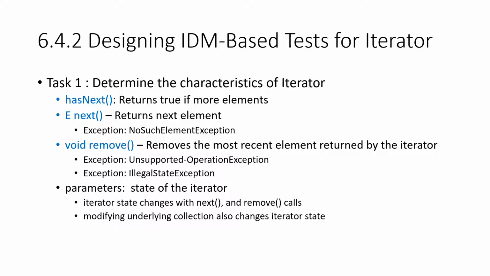The second method is next. It returns the next element in the iteration. We can get one possible exception in this method, that is NoSuchElementException. The third method is remove. It removes the most recent element returned by the iterator. This method can throw two exceptions: UnsupportedOperationException and IllegalStateException.